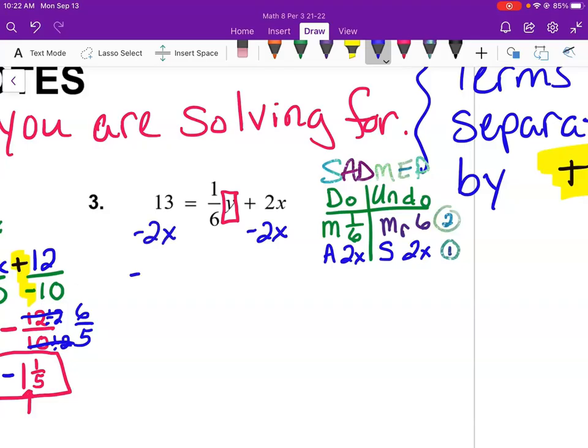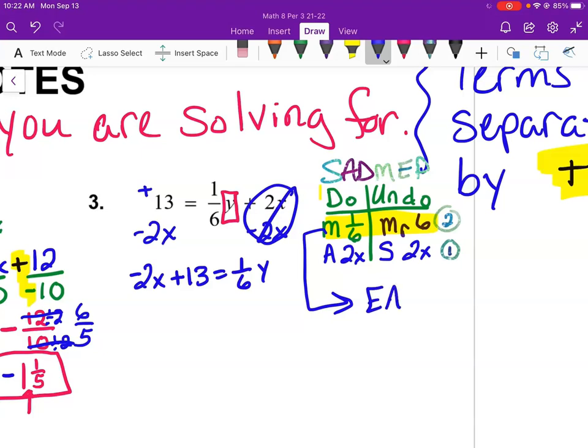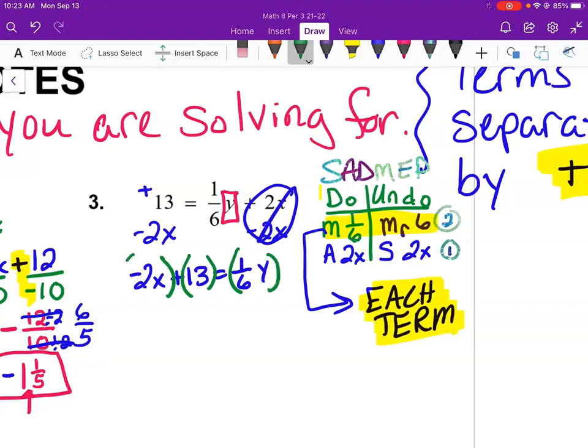Okay, on the left-hand side now, I have negative 2x plus 13. There wasn't a sign here, so it's a plus, equals, these guys are opposites, 1/6 y. Now, again, we have a multiply or divide. That means you have to do each term. This is super important. So I'm going to take each term. Here's a term, here's a term, here's a term, and I'm going to multiply by 6.